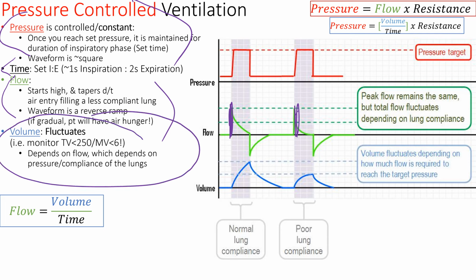If your tidal volume is less than 250, you're at risk for your CO2 going up. If your minute ventilation starts going less than 6, your CO2 is going to start going up. So we want to make sure that we are keeping an eye on these two things. Okay, so you can see here we got a great lung. We set it at 35 or 30, 25, 40, whatever it may be, and we got this volume. But that same 40 is not the same for every patient.